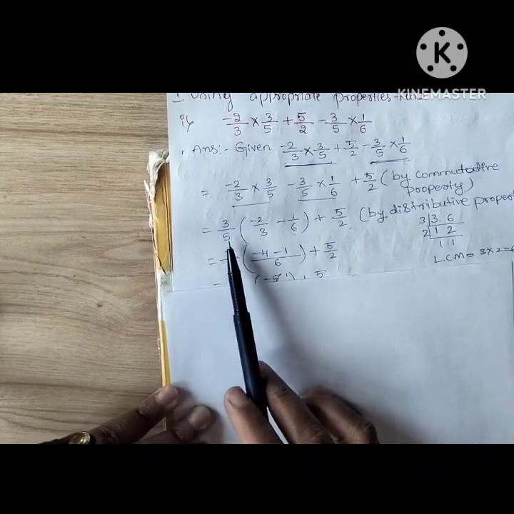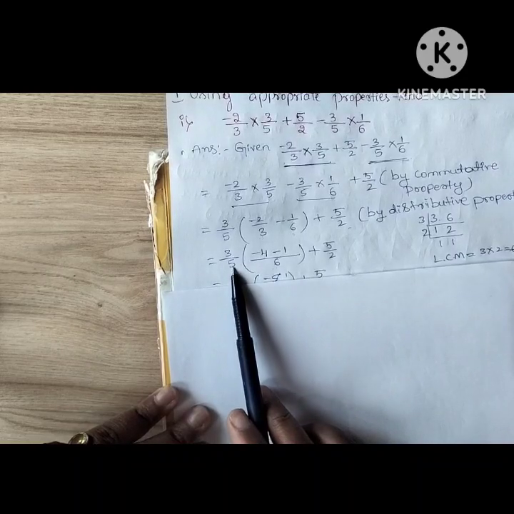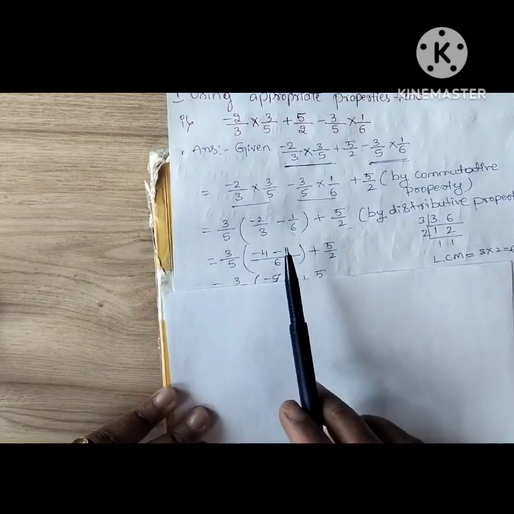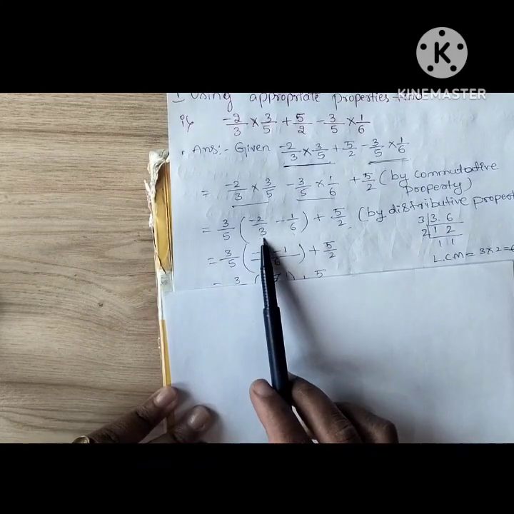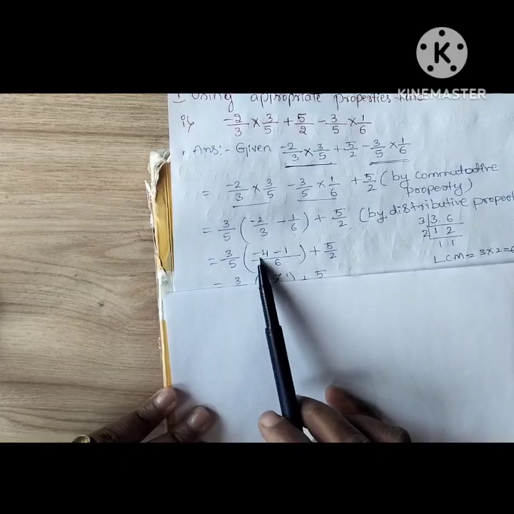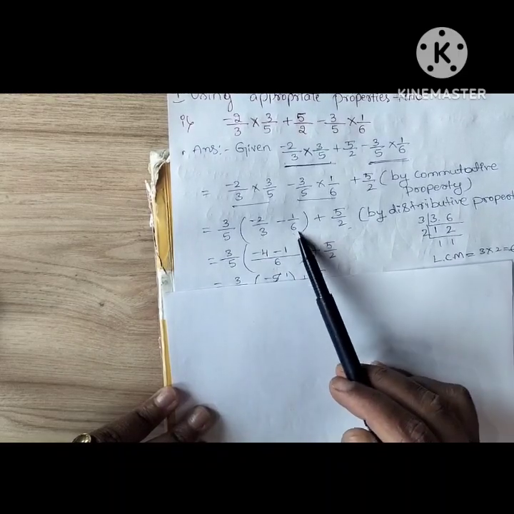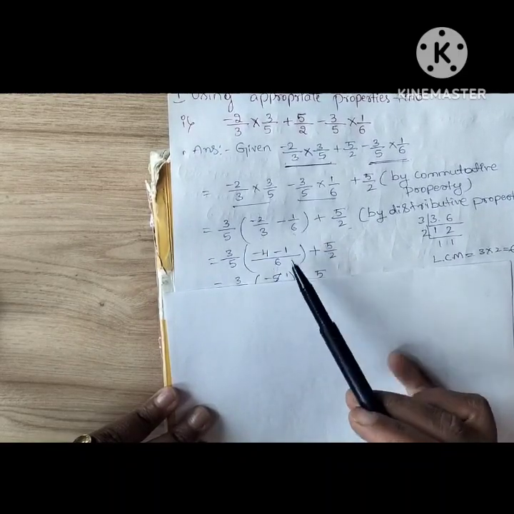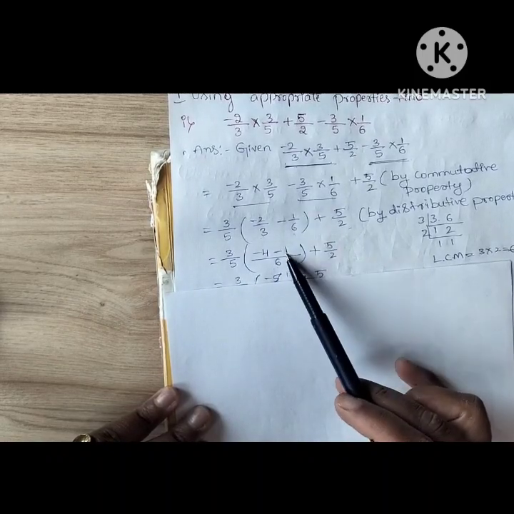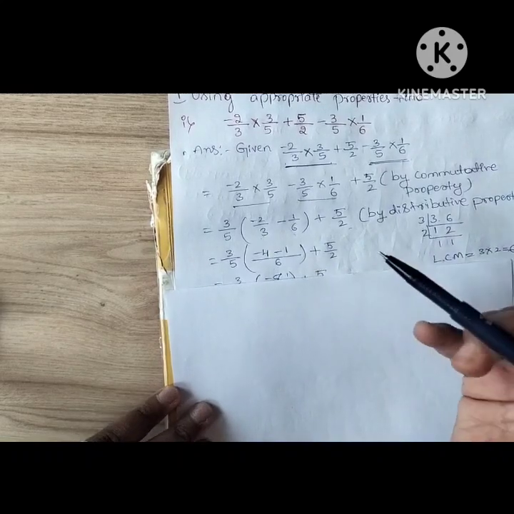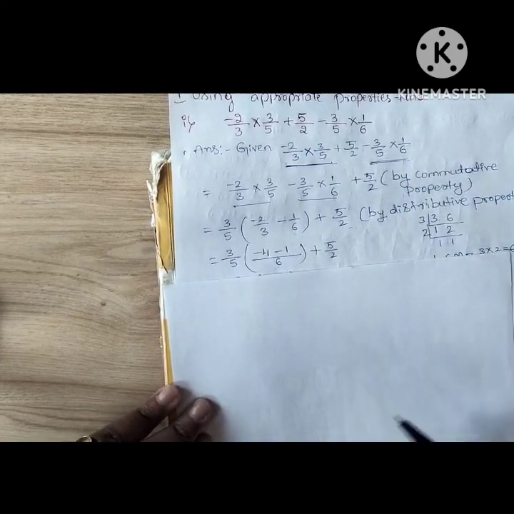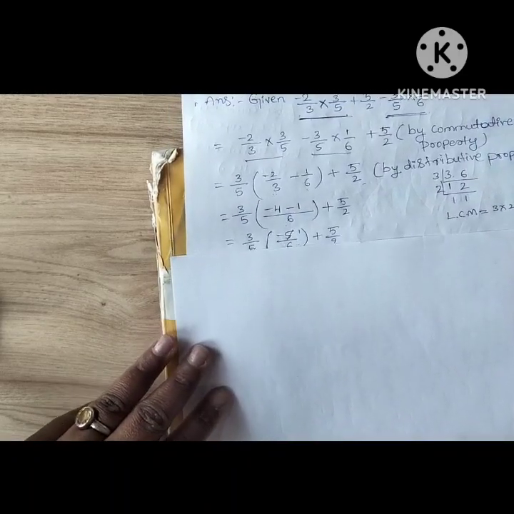I have written directly. So 3 by 5 write as it is. Here for 3 and 6, 6 is the LCM. 6 write as it is. So divide 6 by 3, we will get 2. 2 into minus 2, 2 twos are 4, minus 4. Next, 6 ones are 6. Here 6 is here, also 6 is here. Remaining, write the numerator minus 1. Next, close the bracket. Next, plus 5 by 2, the remaining fraction.